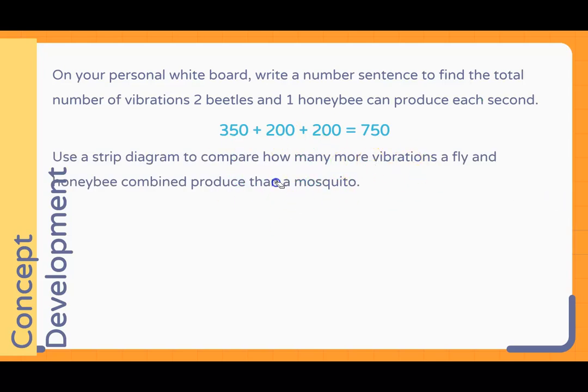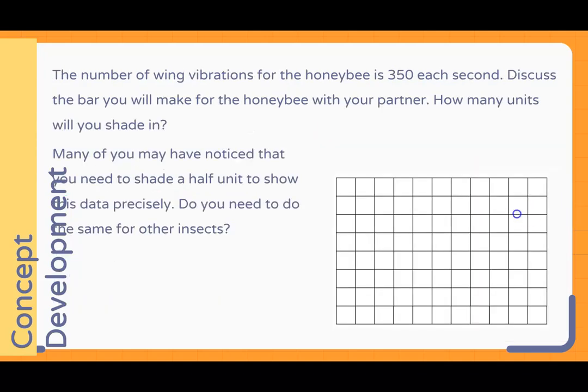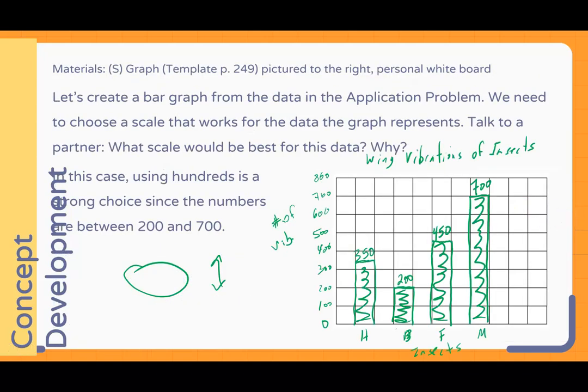Use a strip diagram to compare how many more vibrations a fly and a honeybee combined produce than a mosquito. Okay, so we need a strip diagram. How many more? Now, when you see something like this, I always like to do what's combined first. So fly and honeybee combined. So let's go back. Fly and honeybee, 450 for the fly, honeybee 350.